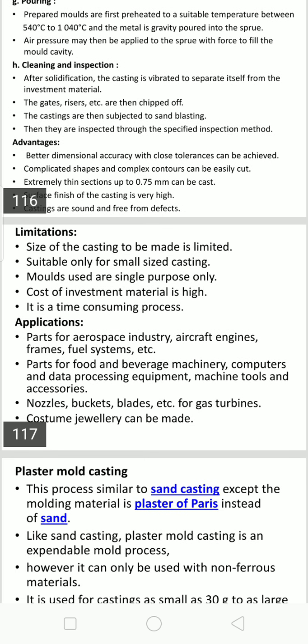Today's molding processes, shell molding, carbon dioxide molding and investment molding, are very important from the examination point of view. Among these three, they may ask any one.